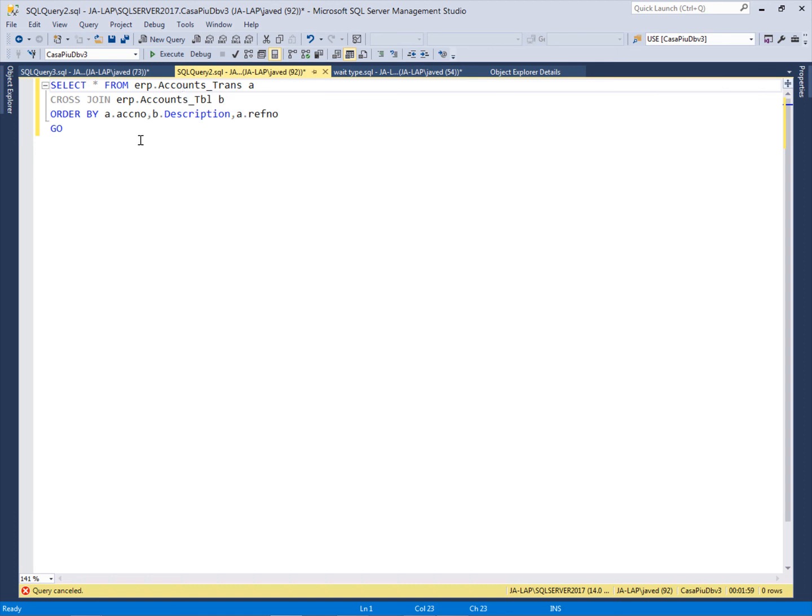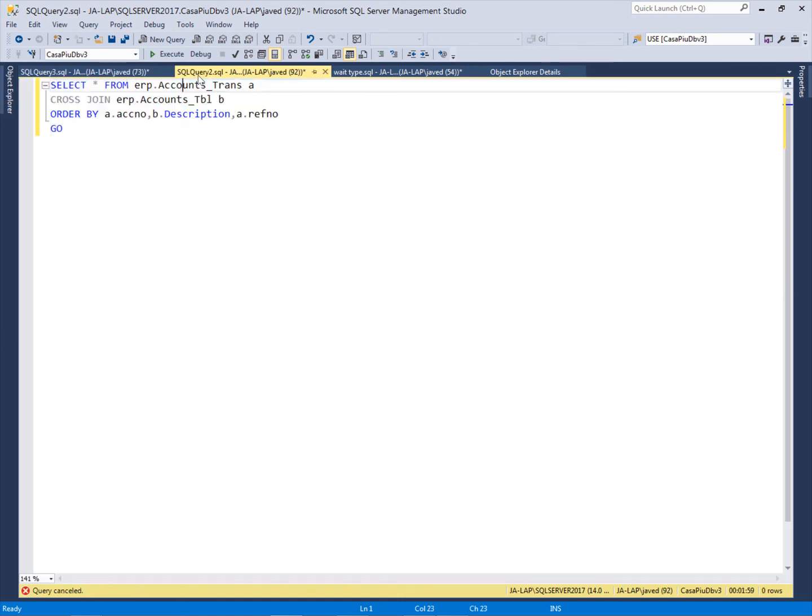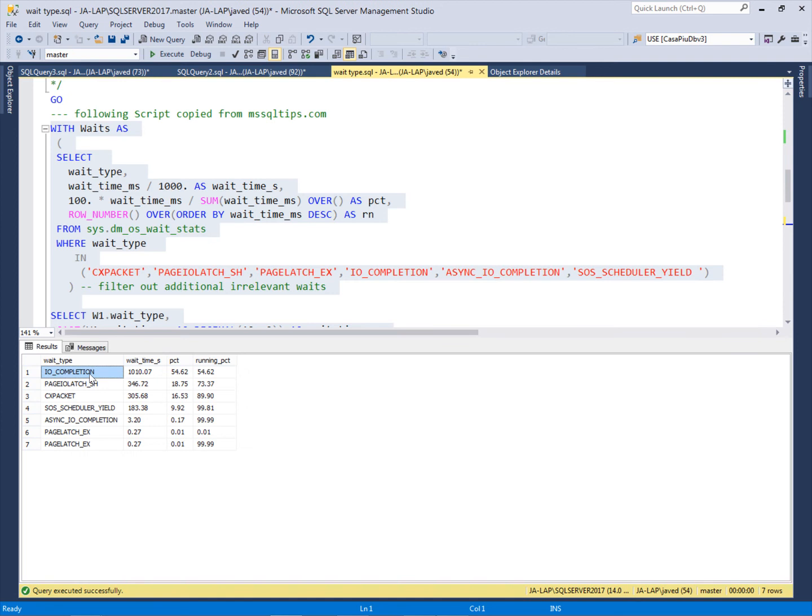When this cross join happens, it will go into the millions. For example, if I check how many records are in this table after the cross join, there are 12 million records. So extracting this much data will take time, and this wait will be recorded by the SQL Server.